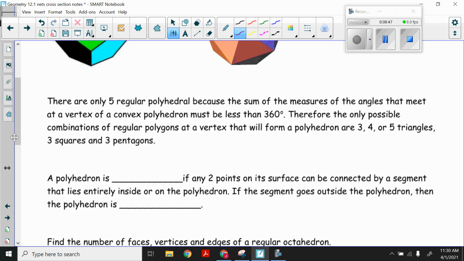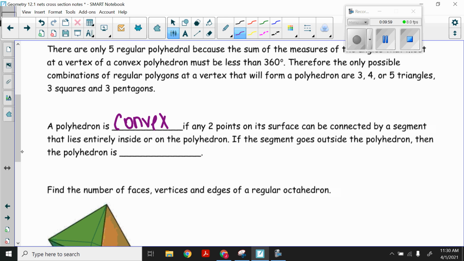The polyhedron is convex if any 2 points on its surface can be connected by a segment that lies entirely inside or on the polyhedron. If the segment goes outside the polyhedron, then the polyhedron is concave. So just like when we were doing convex and concave polygons, same type of thing.